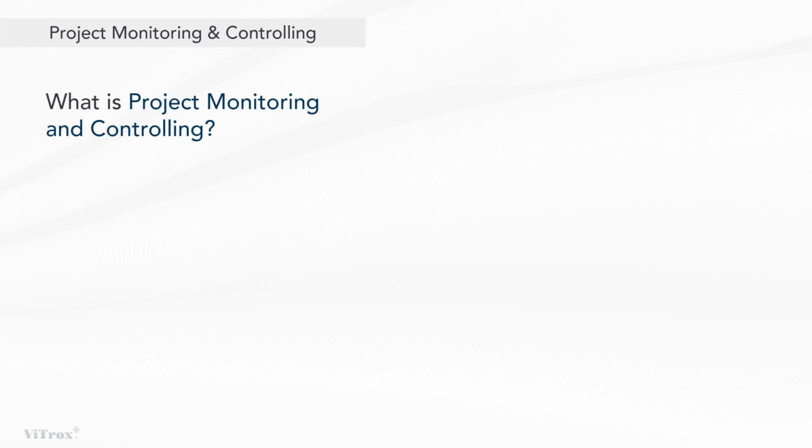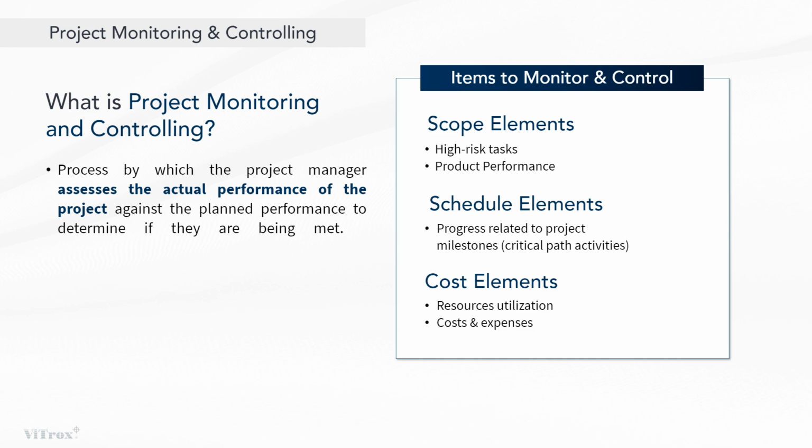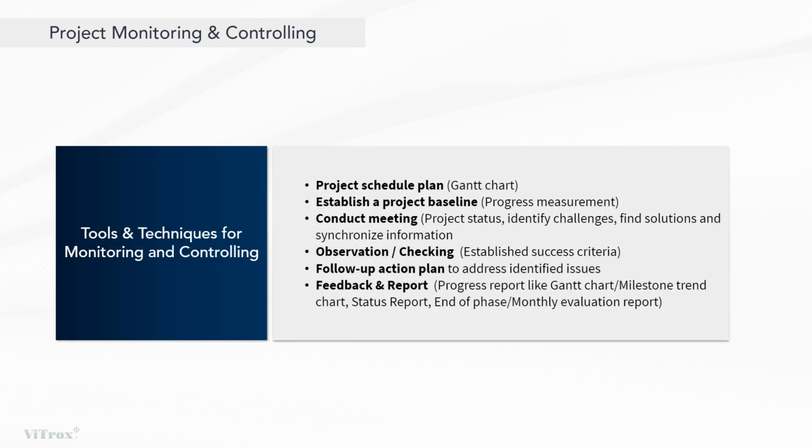In the project monitoring and controlling process, the project manager assesses the actual performance of the project against the planned performance to determine if they are being met from each aspect of the triple constraints, which includes high-risk tasks, product performance, progress related to project milestones, resource utilization, costs, and expenses. There are several tools and techniques used, as follows.